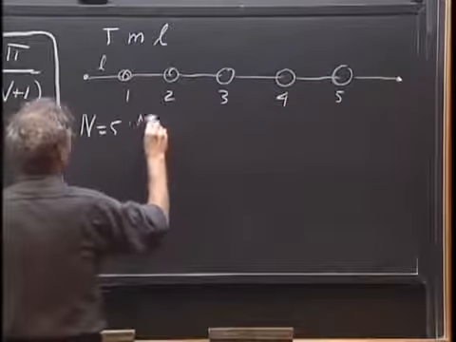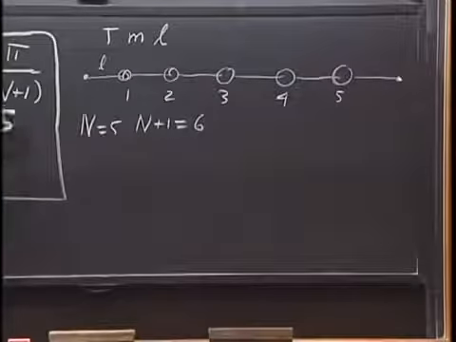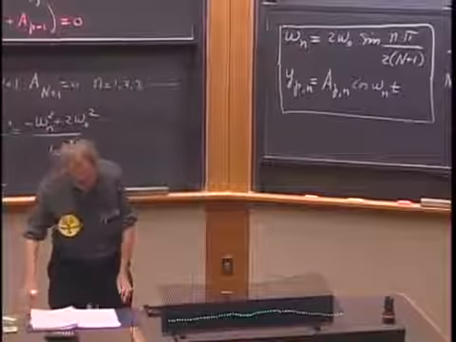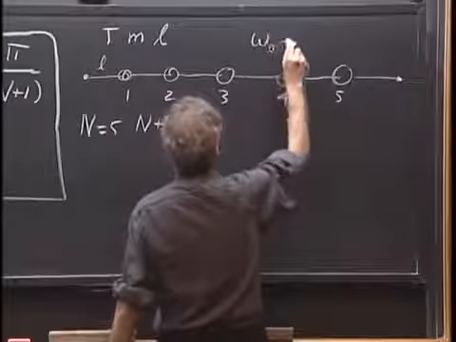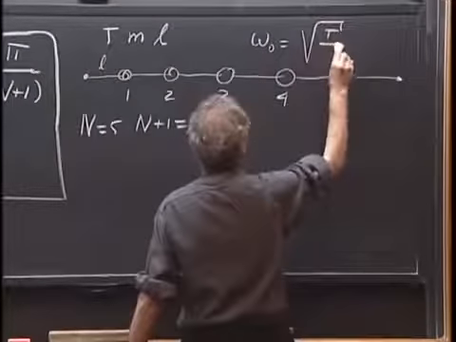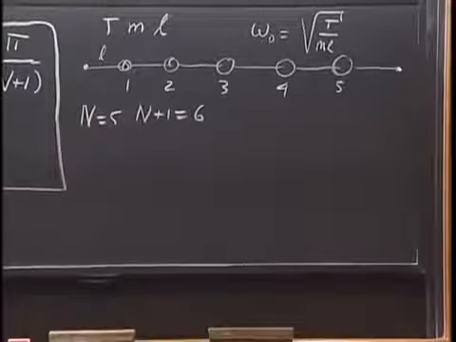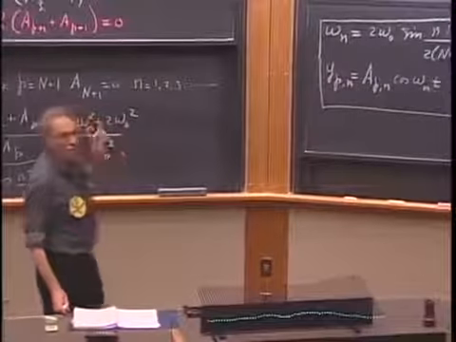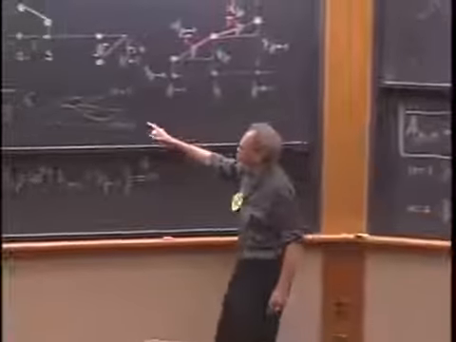So keep in mind that N plus 1 is 6. The reason why I write that down is because you're going to need the N plus 1. And then omega 0 is the square root of T divided by ML. I'm interested in knowing what the frequency is in the lowest possible mode, which is going to resemble something like this.